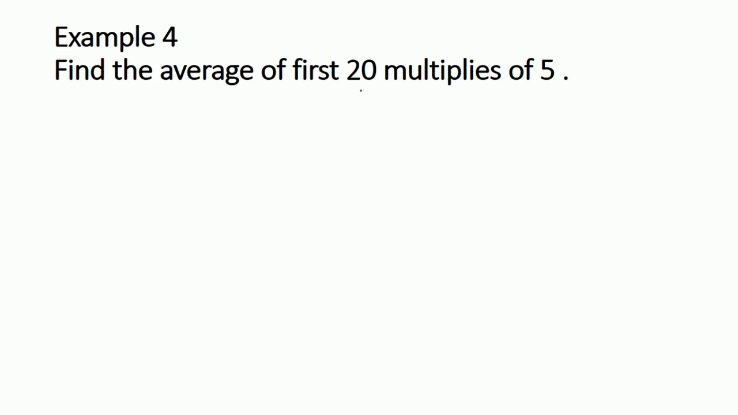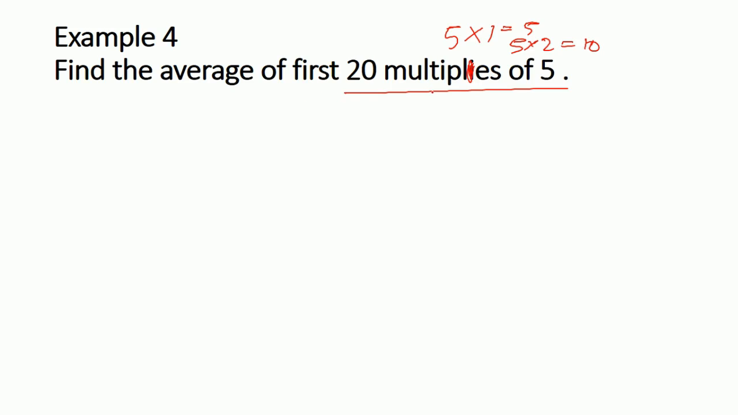Find the average of first 20 multiples of 5. In this case, it's a very linear question. To solve this question, you need to know one basic thing. It says you need to find the average of the first 20 multiples of 5. Multiples of 5 means 5 into 1, 5, 5 into 2, 10. This is the way, and you need to find the average of 20 such multiples.